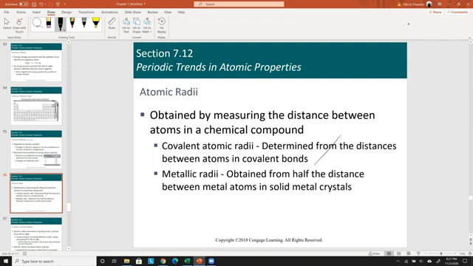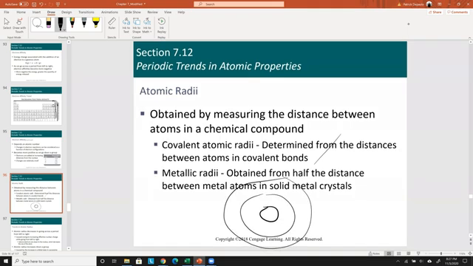Yes. Wait, what did I say? Yeah. When you go down the periodic table, I forgot what the question was. When you go down the periodic table, the radius goes up, right? Because you're adding more energy levels. So that makes the radius larger.